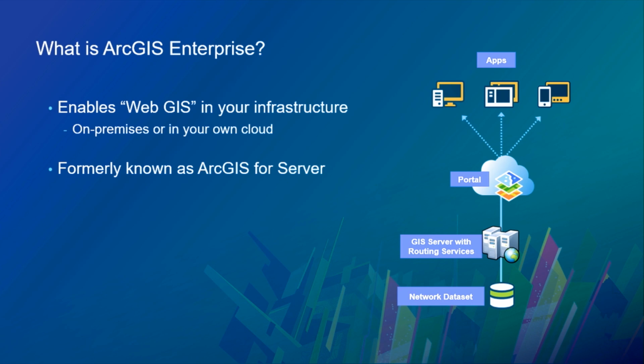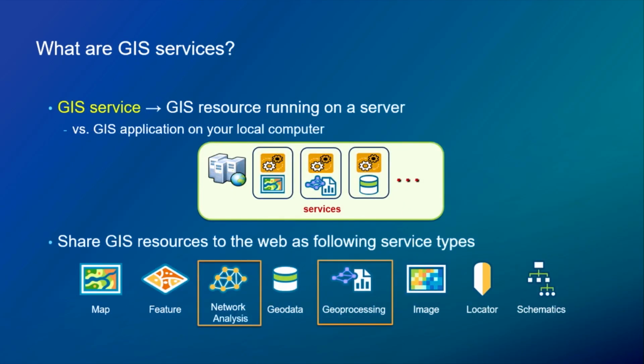ArcGIS Enterprise was previously called ArcGIS Server, where it was just one product, but now ArcGIS Enterprise comes with many different things to make up the full stack. So you have the portal, the server, and the data store. We are focusing mostly on the server stack of it, where we are going to publish all of the different services. So what are these services?